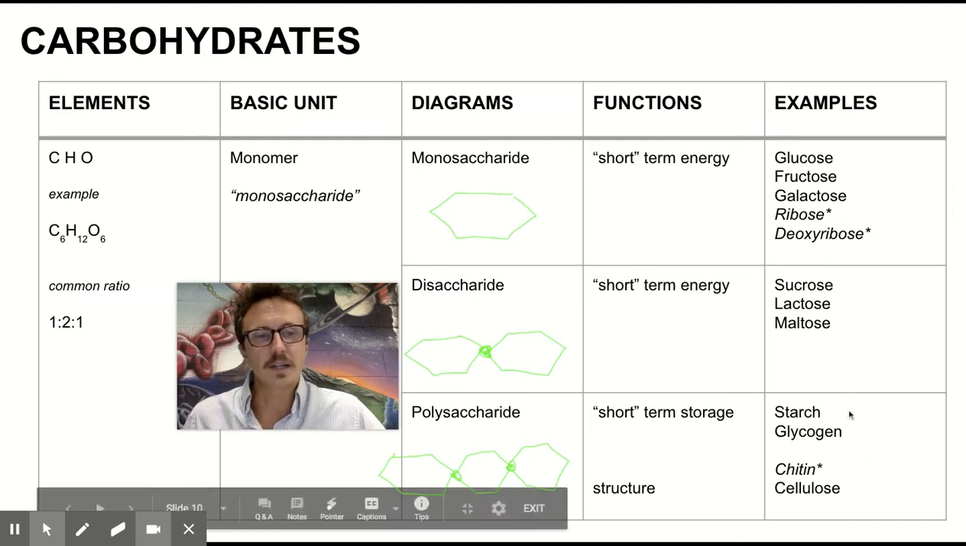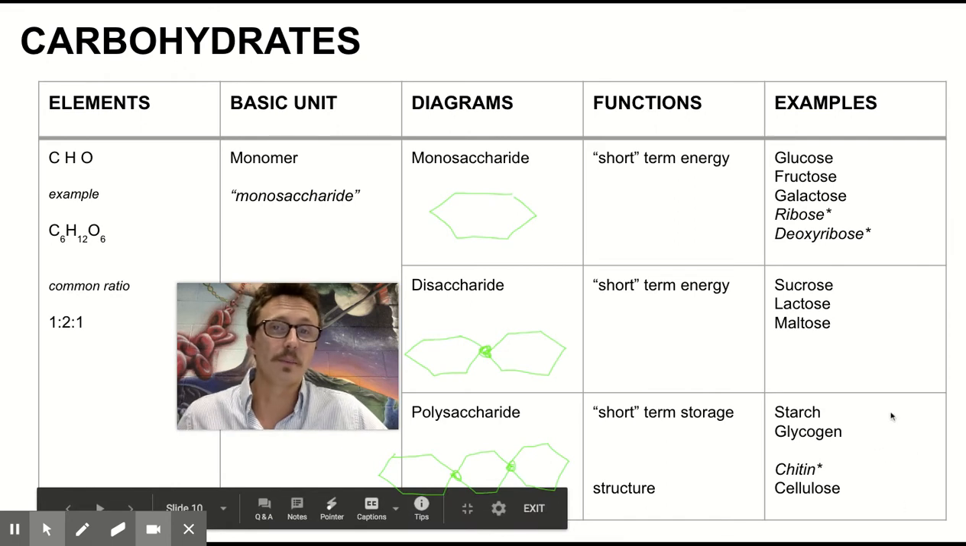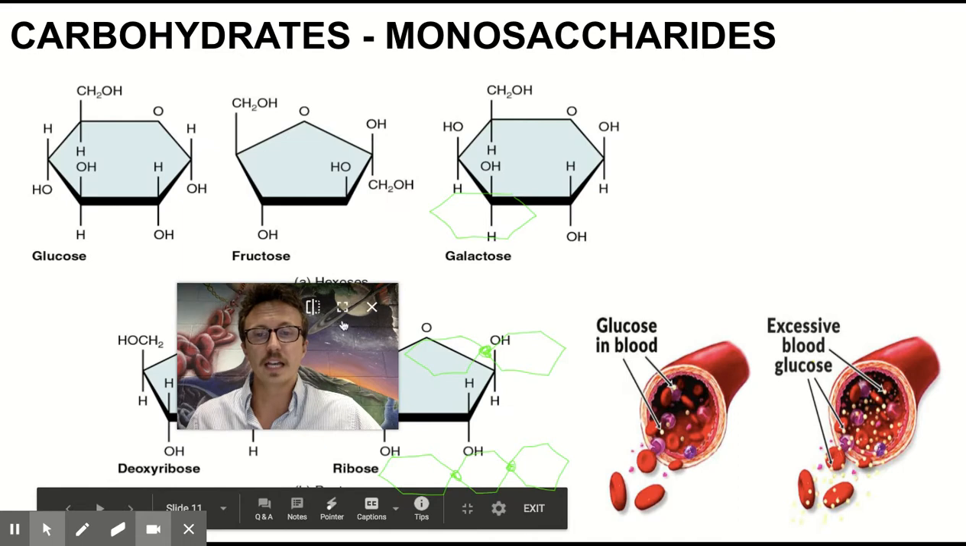Now, if we look down here, we've got some examples of polysaccharides. And the first two I have here, starch and glycogen, are both used for short-term energy storage. Okay, starch is typically used by plants, whereas glycogen is going to be used by animals. And then we've got these two structural polysaccharides down here, chitin and cellulose. Let's look at these in a little bit more detail.